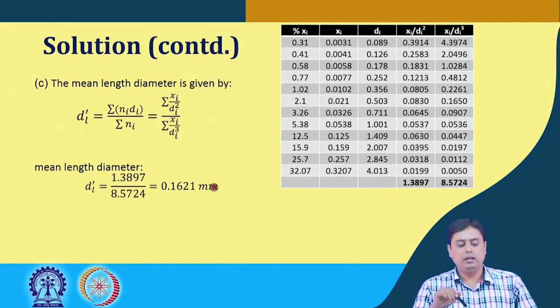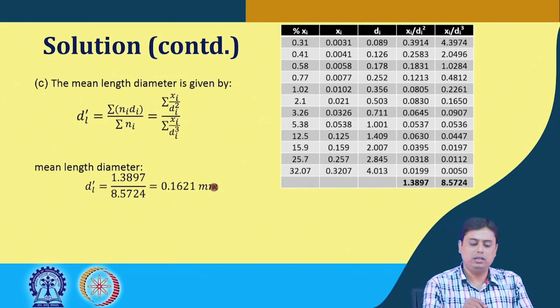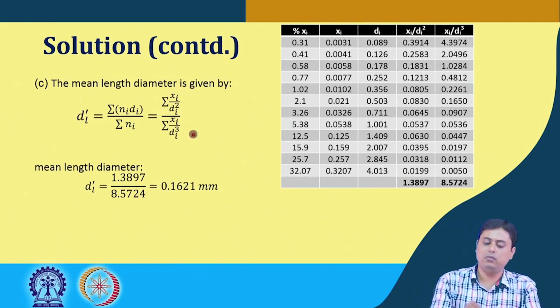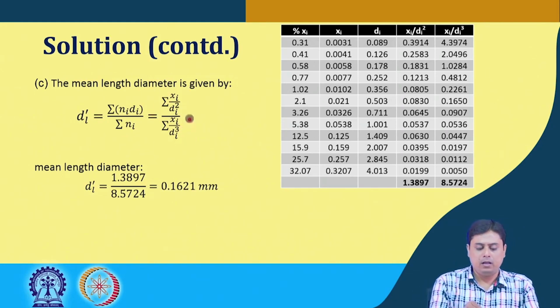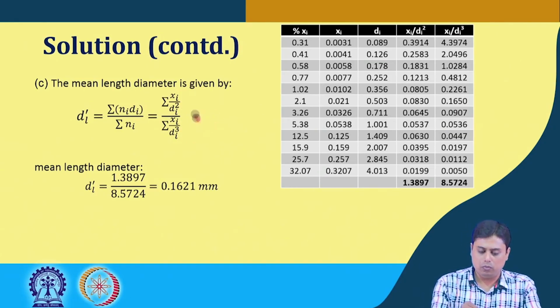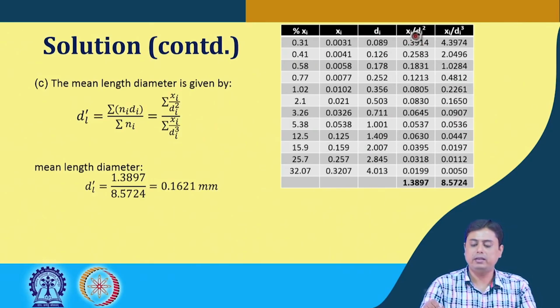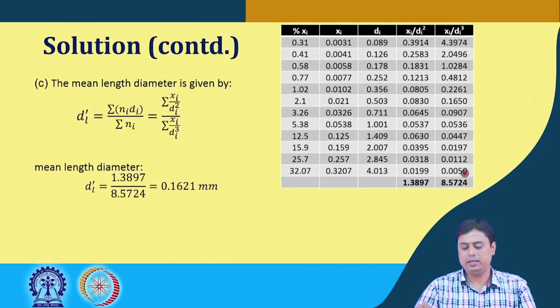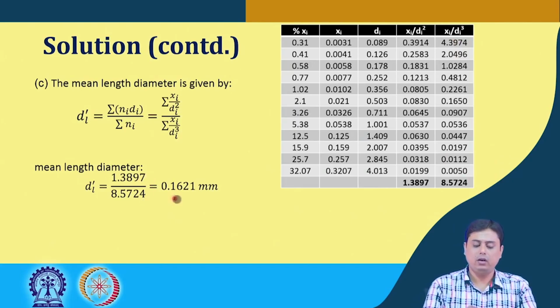So, similarly, the mean length diameter also has an expression which contains x and d: x by di square at the numerator, and at the denominator we have x by di cube. From this table again we can find the values of xi by di square and xi by di cube. We sum up the respective columns, divide, and we get the mean length diameter, which is 0.1621 millimeter.